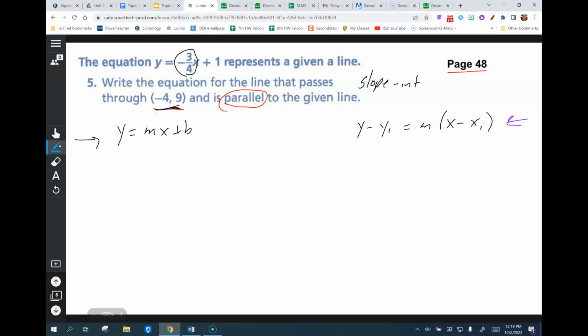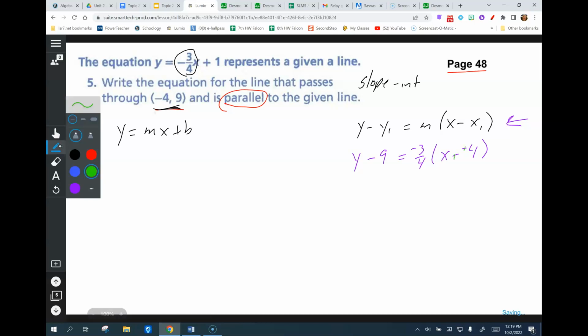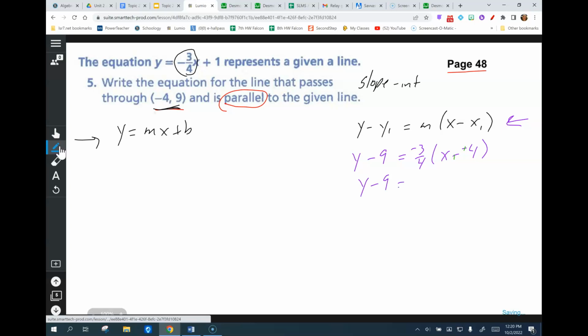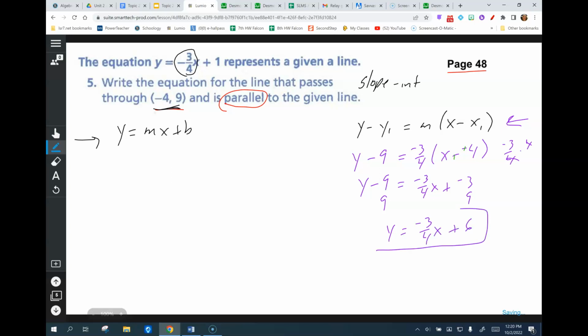So y minus my y value is equal to my slope, negative 3/4 times x minus negative 4. Of course, I'm going to cross the line and change the sign. Now I'm just going to clean it up. What I have there, y minus 9 is equal to negative 3/4 x plus, they won't always be this way, that they always cancel out, but that's okay, negative 3. I'm now going to get y by itself, so I'm going to add 9 to both sides. Y is equal to negative 3/4 x plus 6. And I'm done. There's my answer.